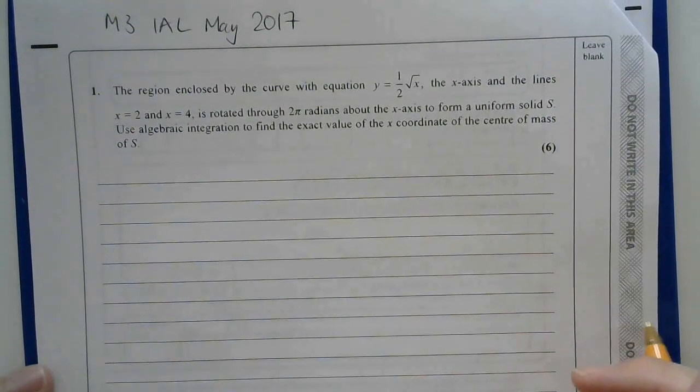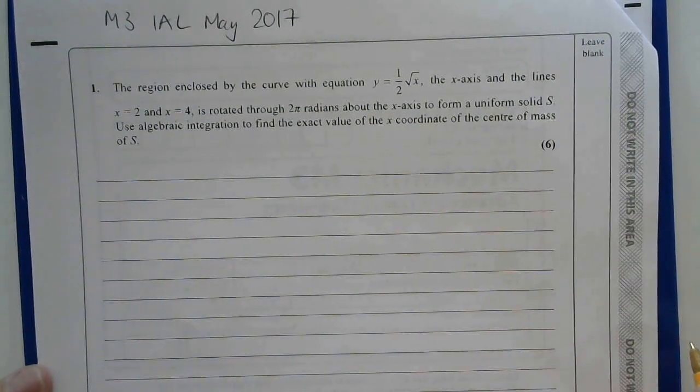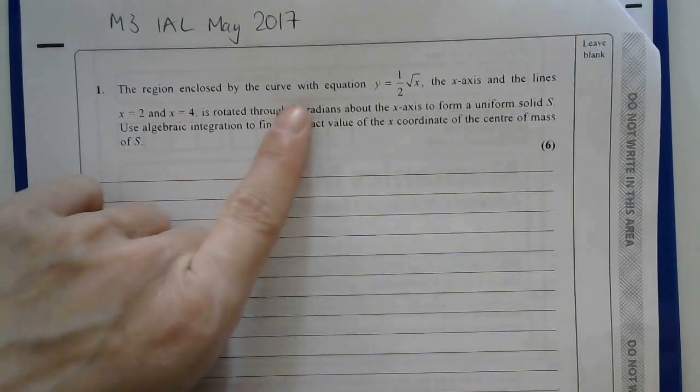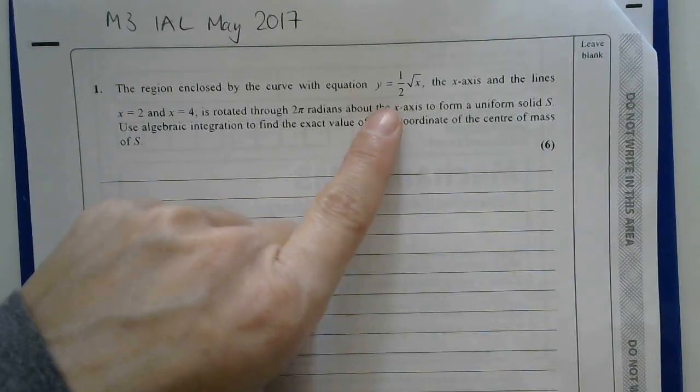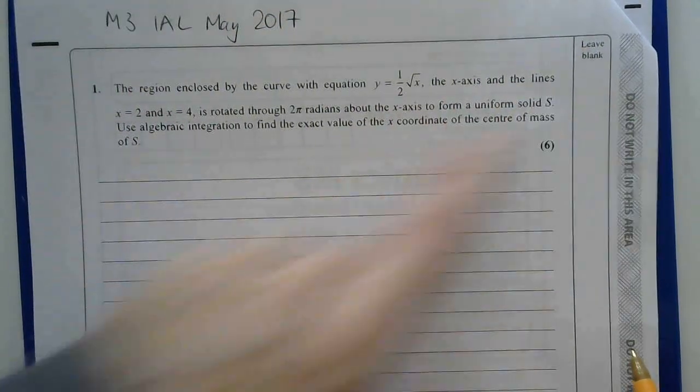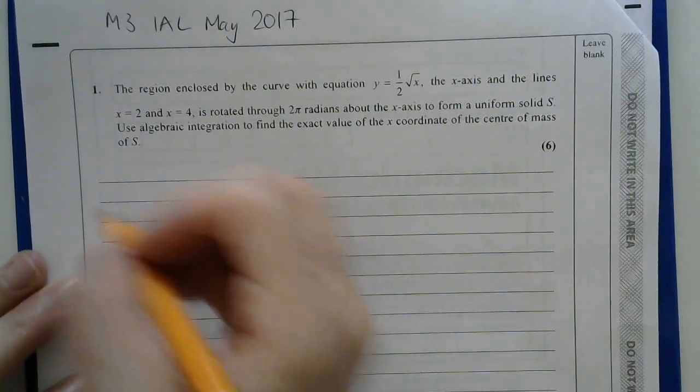Hello, so today I'm looking at M3 International A-Level, May 2017. This is question 1. I'm given a region enclosed by the curve with equation y equals half root x, the x-axis and the lines x equals 2 and x equals 4.